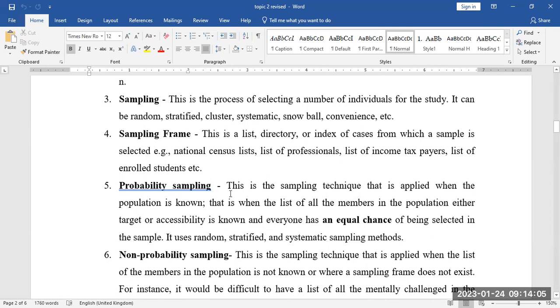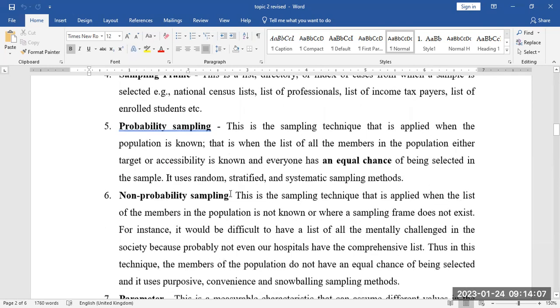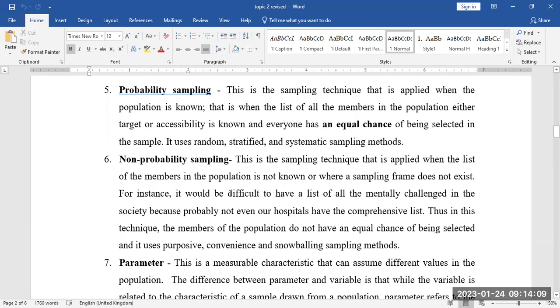Then there is what we call probability sampling. Probability sampling is a method used for collecting samples from a population. And the probability sampling technique simply states that every individual or every variable or every item in the population has an equal chance of being selected, because it is probability.